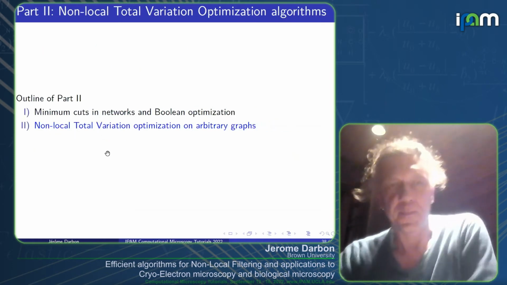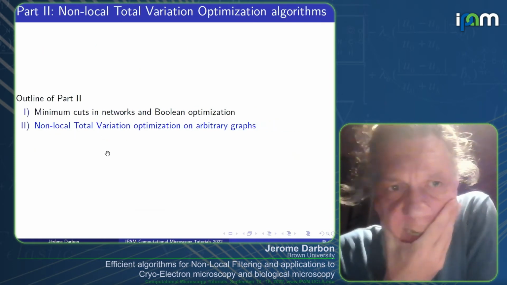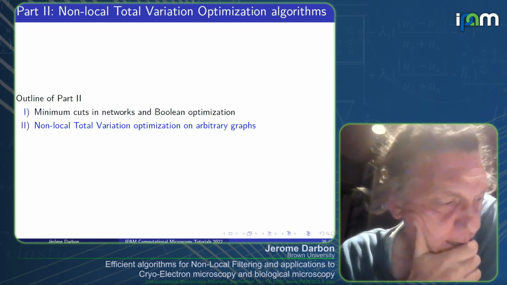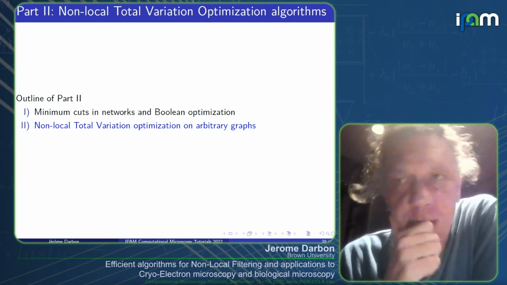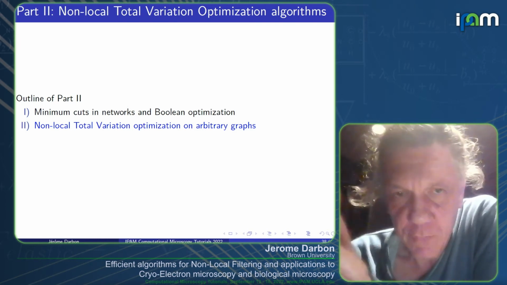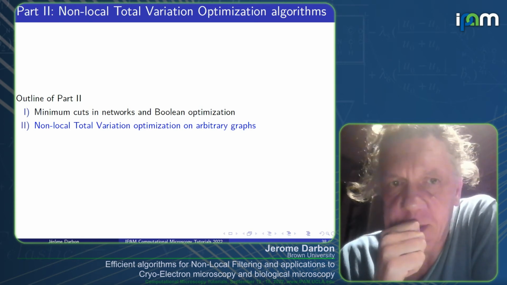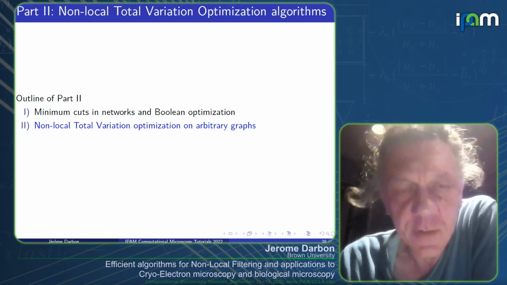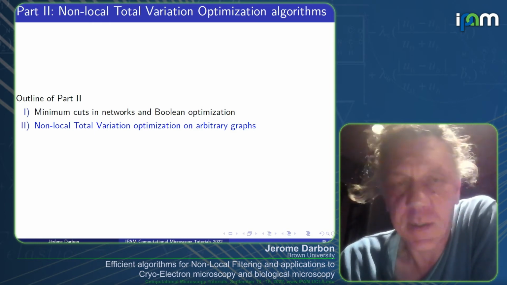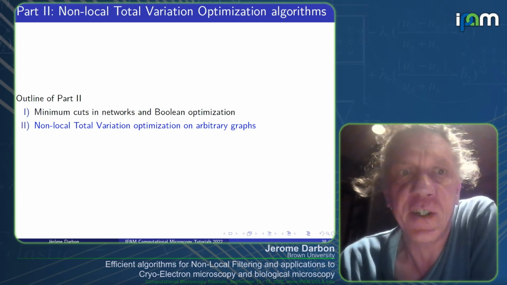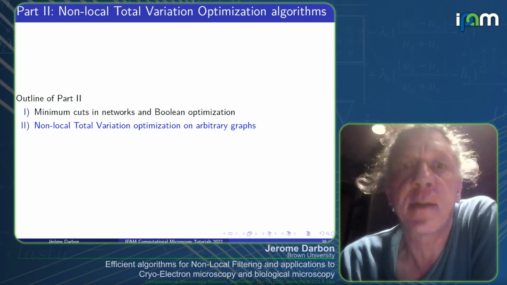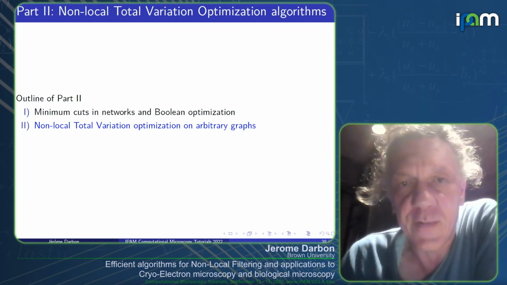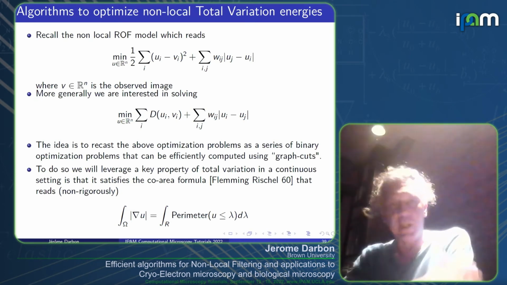Okay, let me skip that. So now I have my computational building blocks. I know how to minimize, under some assumptions, binary energies. My original goal is to minimize total variation. Total variation on images, I need to find a vector in Rn because I'm considering grayscale images. So how am I going to connect a minimization on Rn with a minimization on Boolean values? This is what we're going to do.